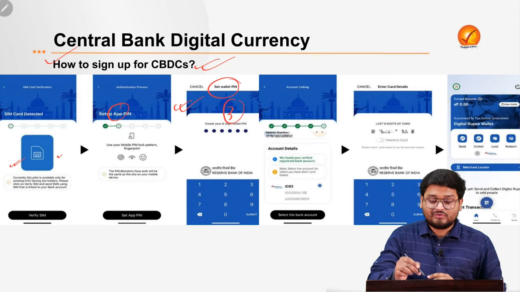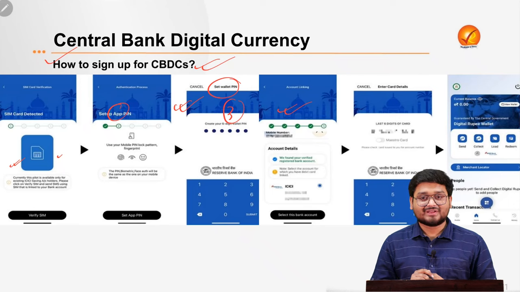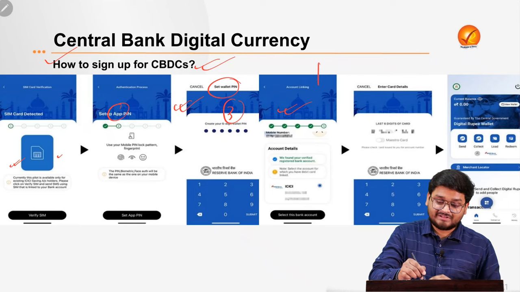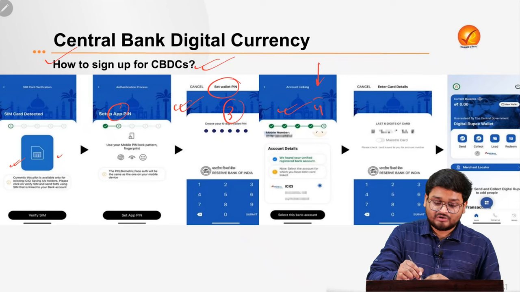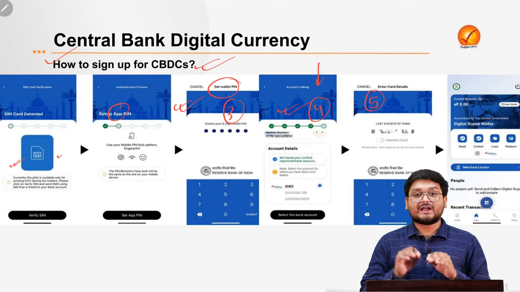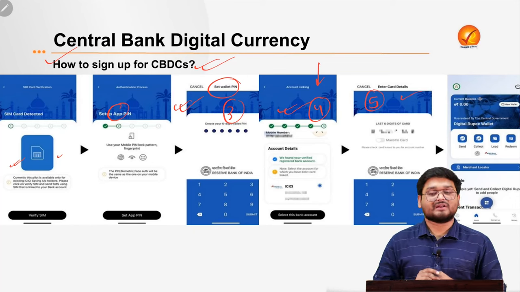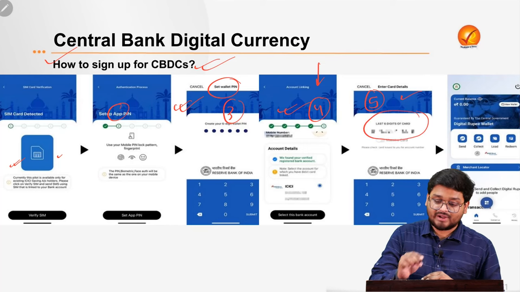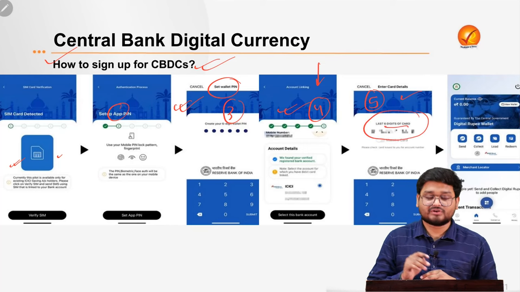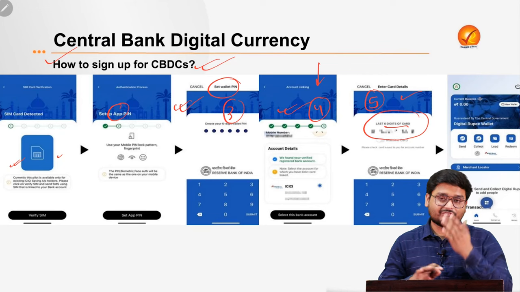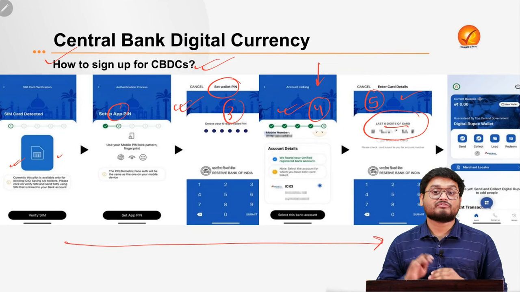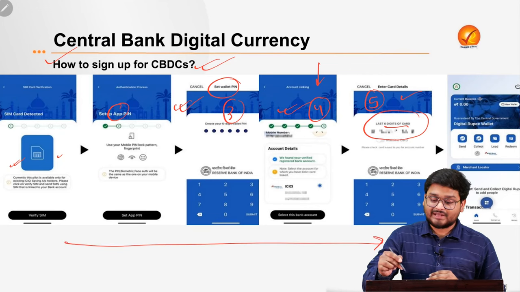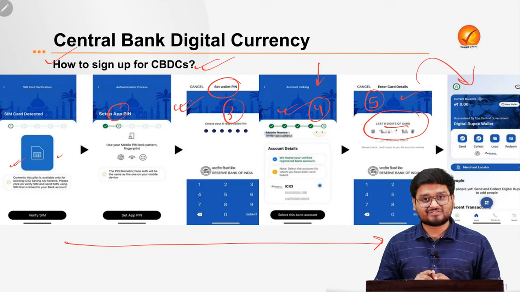Then you have to link your bank account with your mobile phone in this CBDC app. This is the fourth factor. The fifth and final factor is adding your card details, which is linked to your bank account, right? So here you have to add your card details, the last six digits of your card number. And finally, when you have completed all the five steps or five factors of authentication, then you will have access to your CBDC account.